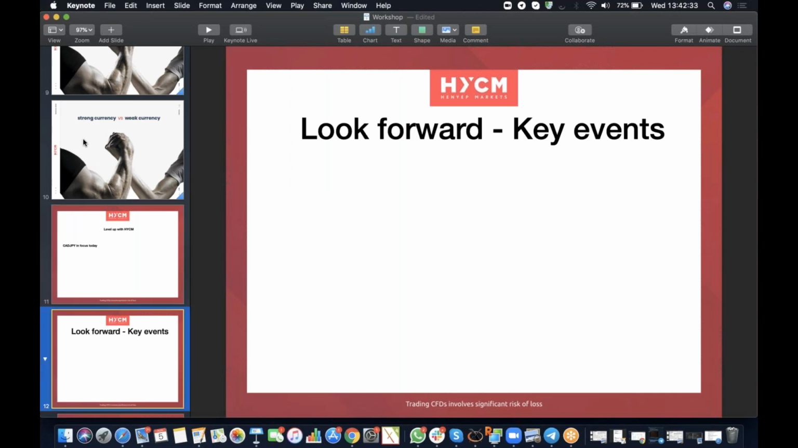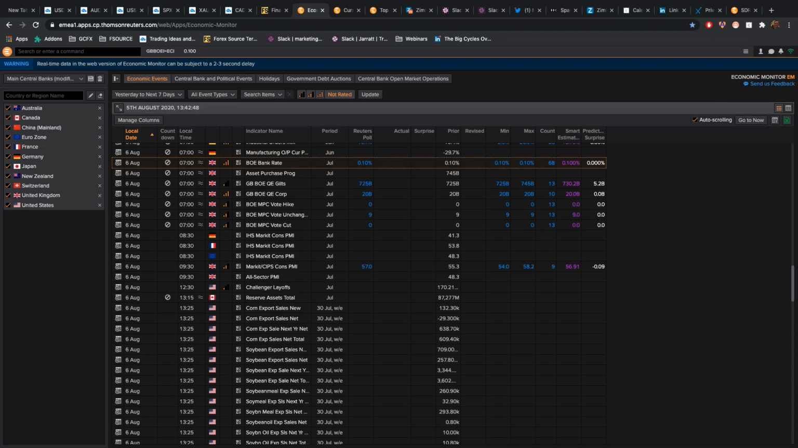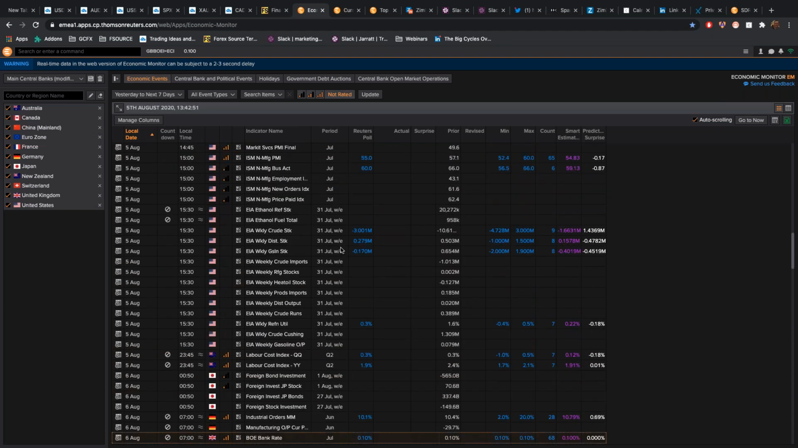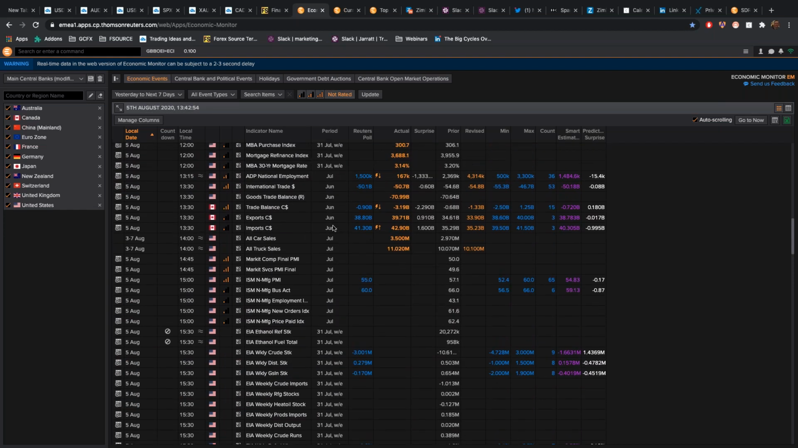The other thing we need to do is look forward to key events. So we'll go back now onto the economic calendar. I'll just switch screens. There we go. And you can see here the key events that we have coming up for the rest of the session. First of all, let's look at what we had.